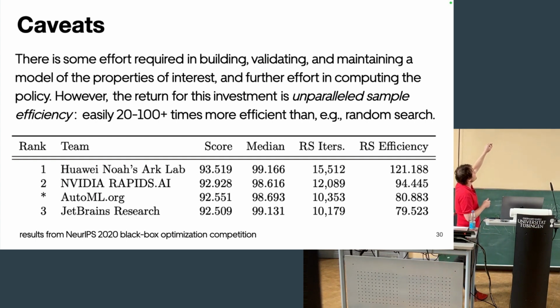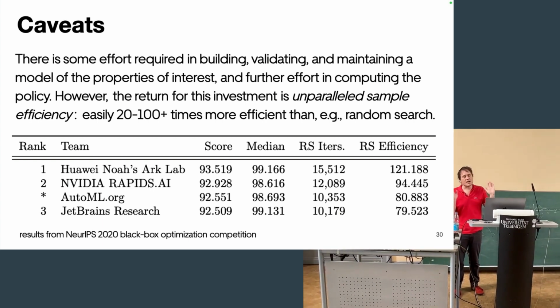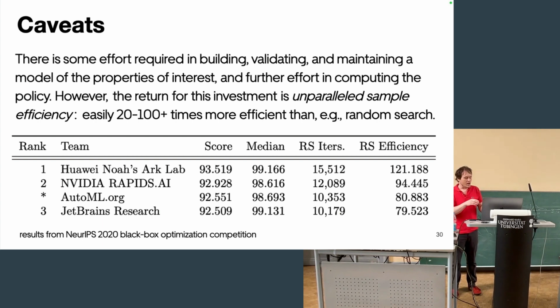The table here is from Numerics. There was a competition at Numerics 2020, this black box optimization competition. The way it worked was that teams could submit algorithms of any design that they saw fit, which would then be presented with these black box objective functions that they would interact with through some kind of API, where they could specify points they want to measure, and they would get back these measurements of the function.